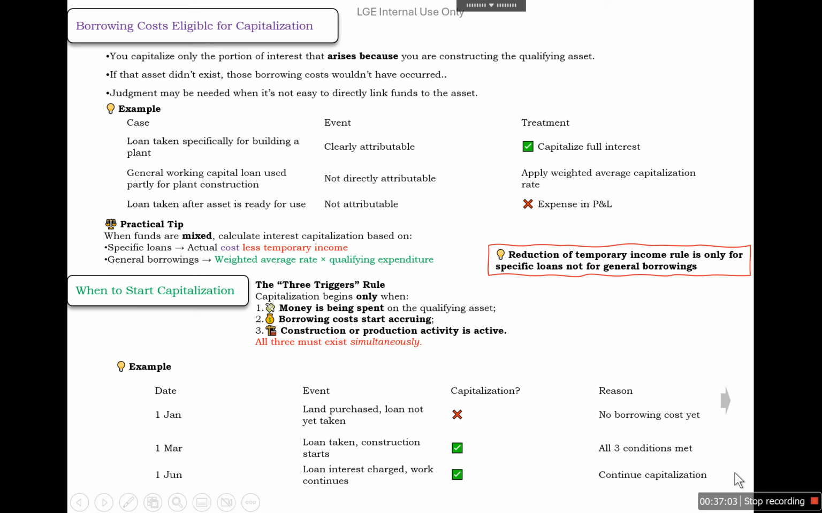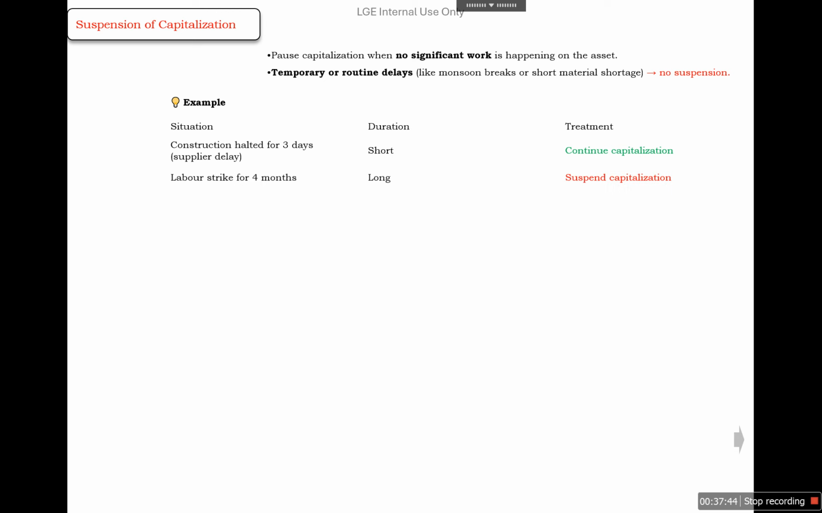So we have discussed the borrowing cost eligibility, when the borrowing cost capitalization will start. Next is suspension of capitalization. We need to pause capitalization when no significant work is happening on the asset. But for temporary or routine delays like a monsoon break or short material shortage, we are not going to suspend the capitalization of borrowing cost. For example, if construction halted for 3 days because of a supply delay, it is for a short duration, so we will continue the capitalization. But if there is a strike for 4 months, the duration is considered long. So in this case, we will suspend the capitalization because no significant work is happening in respect of the construction of the asset. We need to suspend the capitalization, and we need to expense the borrowing cost of these 4 months.